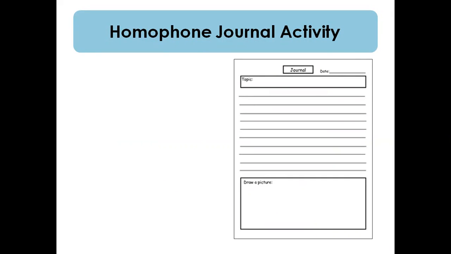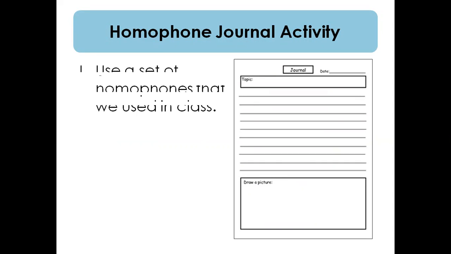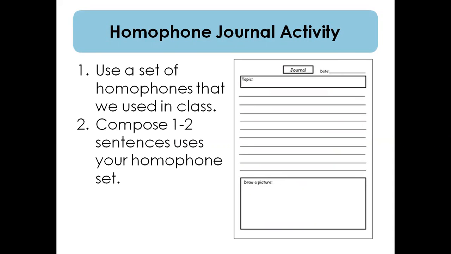So for your individual activity, we're going to create a journal page. We're going to use a set of homophones that we discussed today, whether it be read or red, hear or here, write or right. You're going to compose 1 to 2 sentences using your homophone set, and then you're going to illustrate your writing. Does anybody have any questions about your journal activity? Very good. Everyone understands.